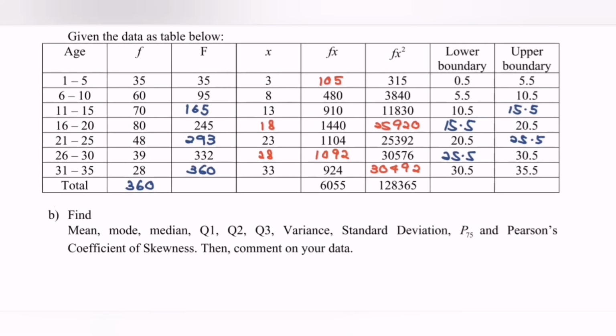Next, for the second part, the question asks us to find the mean, followed by the mode, median, Q1 which represents the first quartile, Q2 as the second quartile, or we can say the median, Q3 as the third quartile, followed by variance, standard deviation, the 75th percentile, or we can denote it as P sub 75, and the Pearson coefficient. Then comment on your data.